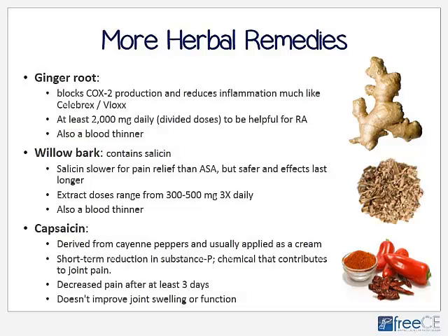Capsaicin, which is derived from cayenne peppers, is often applied as a cream directly over the inflamed joints. The short-term reduction in substance P is the main way that it works, and it's a chemical that contributes to joint pain. It also distracts the brain from focusing on the pain signals because the capsaicin can cause a lot of tingling, kind of topical irritation. Typically at least 3 days of application are needed for results with RA. However, it doesn't improve joint swelling or joint function.